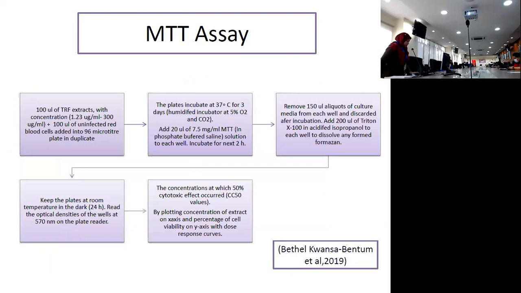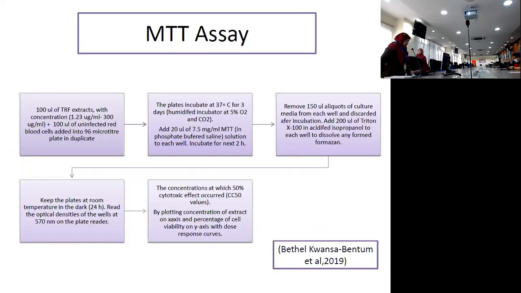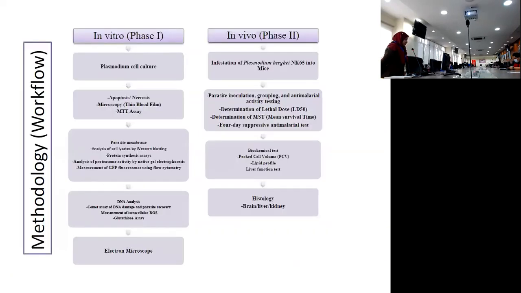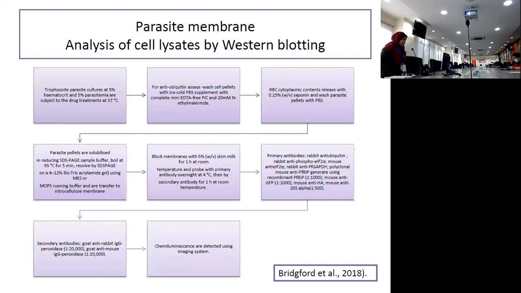Okay, and then I'm using, sorry. So actually, for apoptosis there are two: microscopy, which is a thin blood film, and also the MTT assay. And then for parasite membrane, there are several.